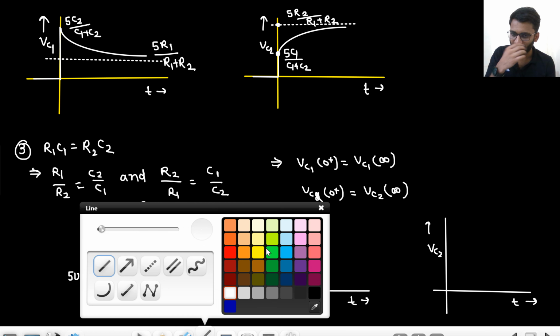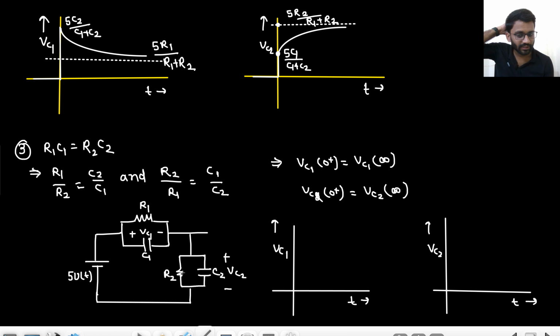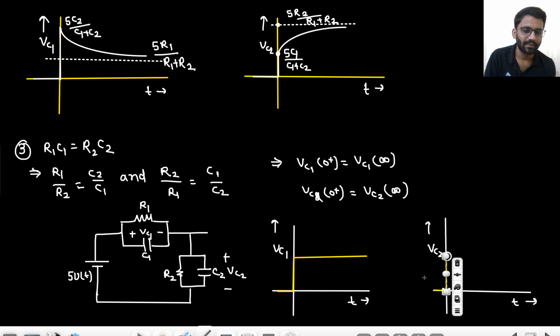So if you draw the graph, what do you see? Whatever the value is there initially, the same value we will be having at infinity, so it is a straight line. It happens only in a first order circuit.